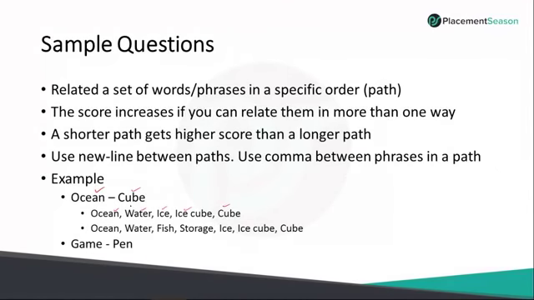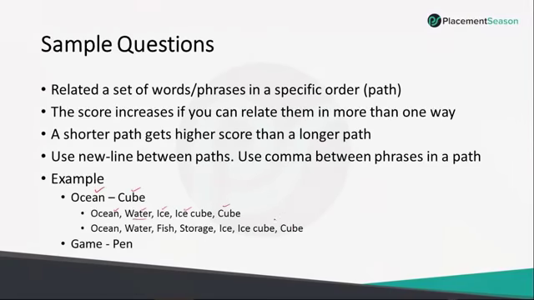If you are writing the word water, it should be related with ocean and the next word in some way. You can't write a chair here. The word you are writing should be related with the previous word and the next word. Like this, you have to complete the given 2 words. I have written another example here: ocean, water, fish, storage, ice cube, and cube.